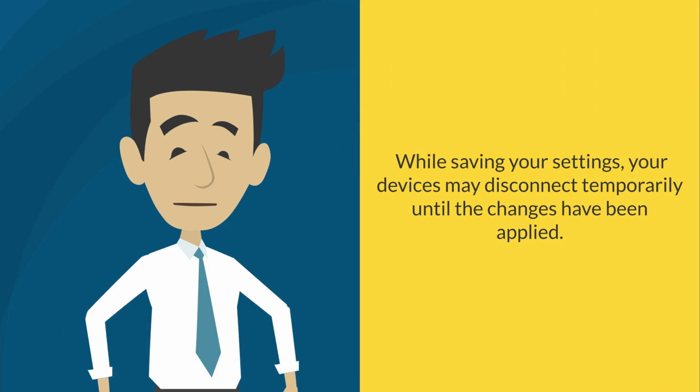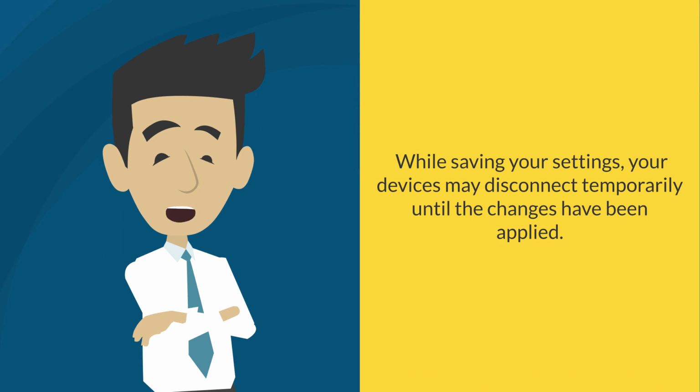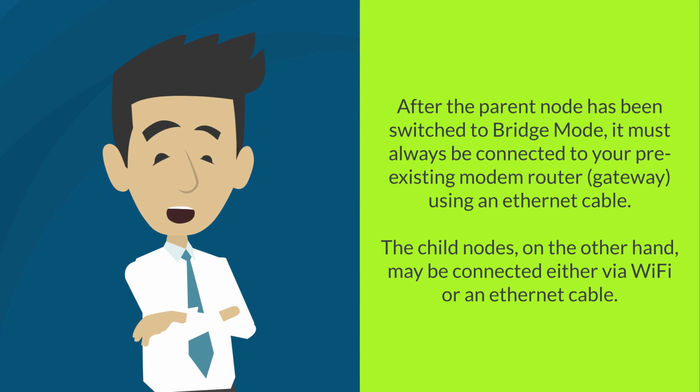Just a few reminders. While saving your settings, your devices may disconnect temporarily until the changes have been applied. After the parent node has been switched to bridge mode, it must always be connected to your pre-existing modem router or gateway using an Ethernet cable. The child nodes, on the other hand, may be connected either via Wi-Fi or an Ethernet cable.